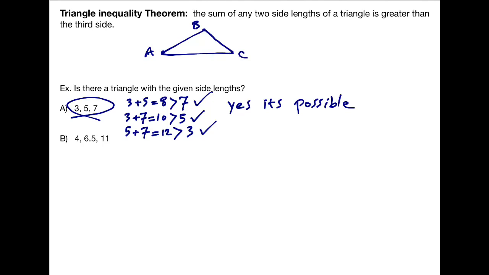Let's check the second part. Now the side lengths are 4, 6.5, and 11. Let's add them and see if the triangle inequality theorem holds here. So if I add 4 to 6.5, the answer must be greater than 11. So we are going to check this. But 4 plus 6.5 is 10.5. And is 10.5 bigger than 11? Well, no. It means the triangle inequality theorem does not hold for these three numbers. So it's not possible for a triangle to have these three side lengths. So in this case, we say no, it is not possible.